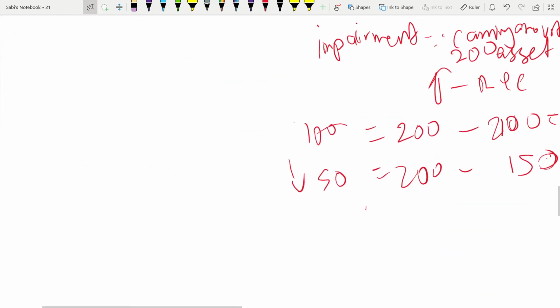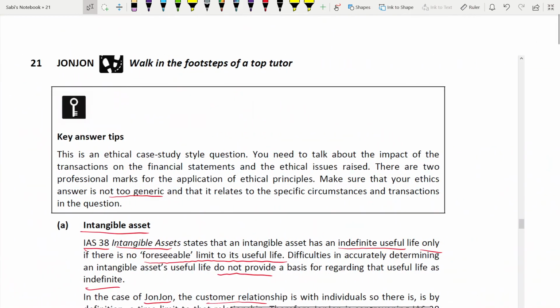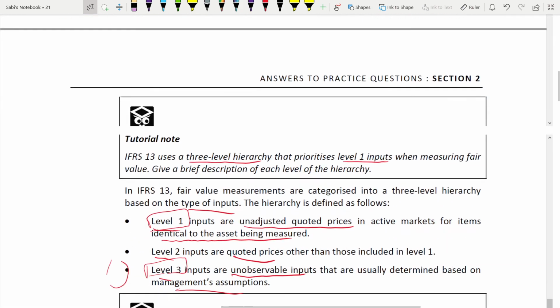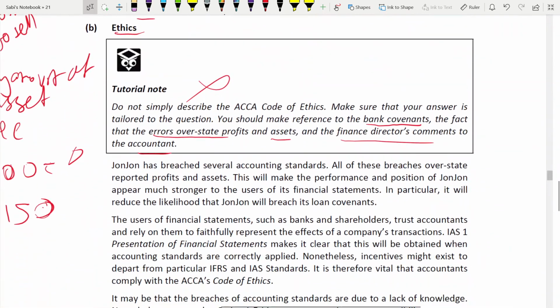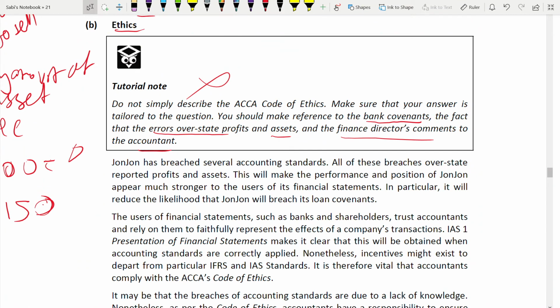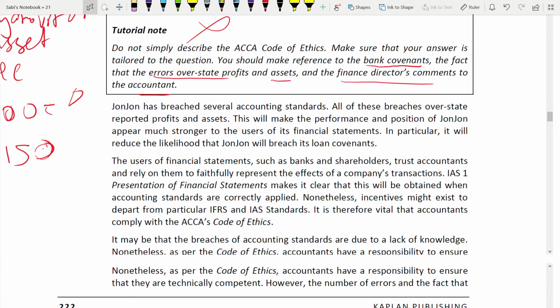You have read the whole case study, there is no separate thing for ethics. So you can straight away start writing the ethics answer, because now you know the accounting issues, they're fresh, the 3 accounting issues. Now it's up to you how many paragraphs you want to write, 4 paragraphs, 5 paragraphs, because it is worth 8 marks, 6 technical and 2 professional marks.